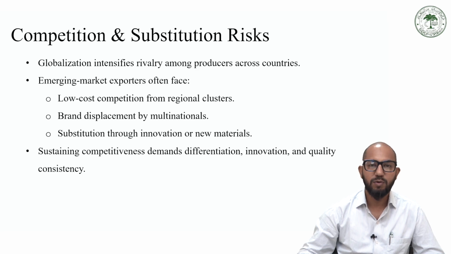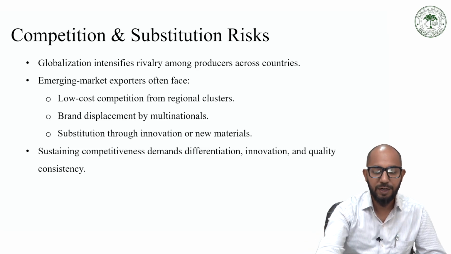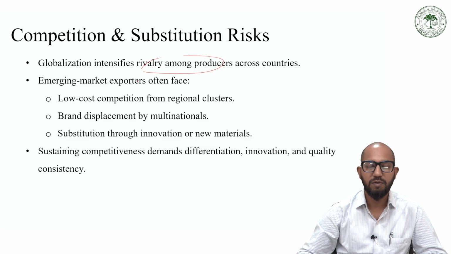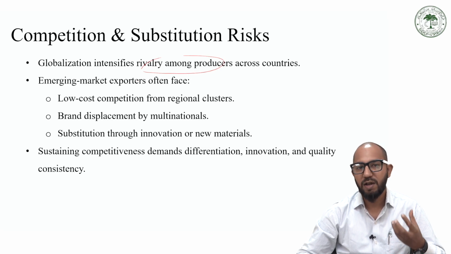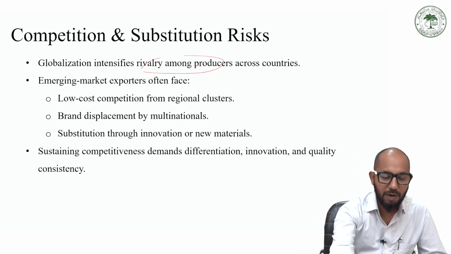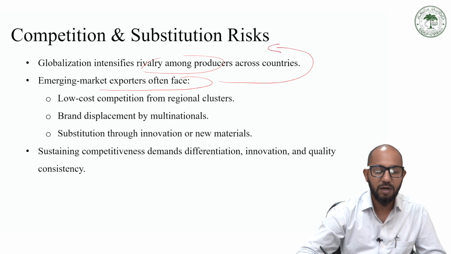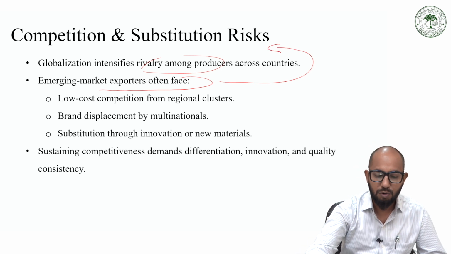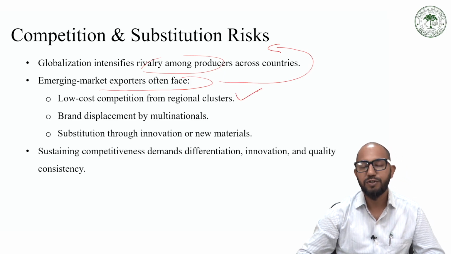Let us now try to identify the competition and substitution risk. We all know that globalization intensifies rivalry among producers across countries. It is also known as global rivalry theory, where strategic decision making becomes very important. So emerging market exporters often face several types of risk which fall under competition and substitution risk, such as low cost competition among regional clusters.